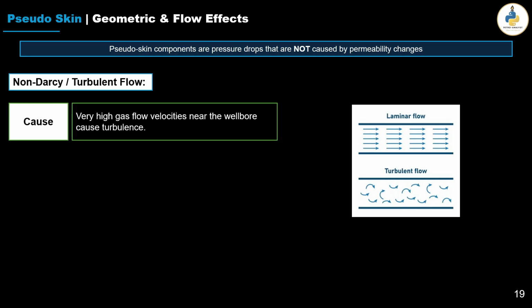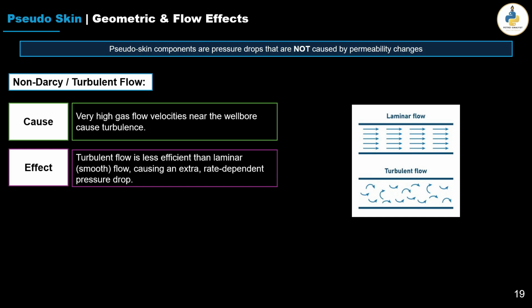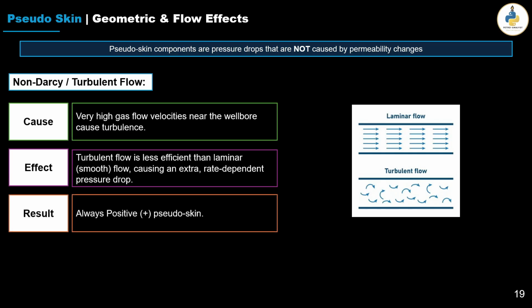The laminar is more smooth flow and the turbulent flow will cause extra pressure drop, and this additional pressure drop is not a fixed number. So the turbulent flow causes additional pressure drop that is rate dependent, on the rate at which the fluid flows. The result, we will have a positive skin.